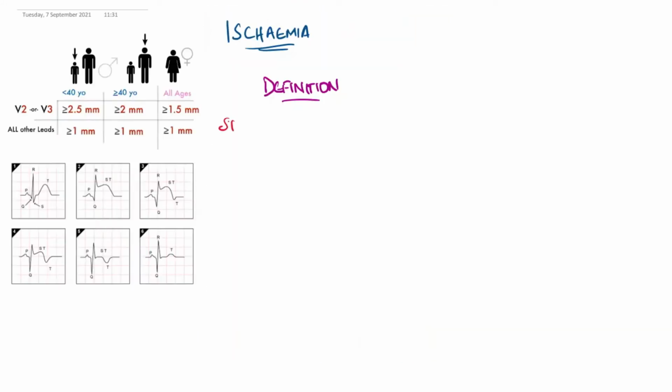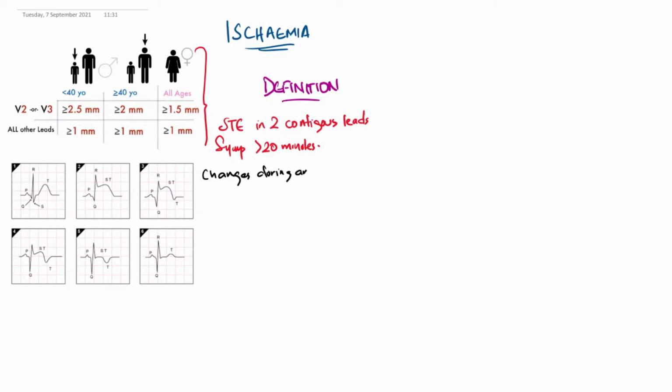Today's video is going to be about STEMIs. Let's start off with the definition of a STEMI. So if there is ST elevation in two contiguous leads and you have symptoms lasting more than 20 minutes of duration, that's a STEMI, which is an ST elevation myocardial infarction. You can also look at the criteria over here for a STEMI in different age groups.